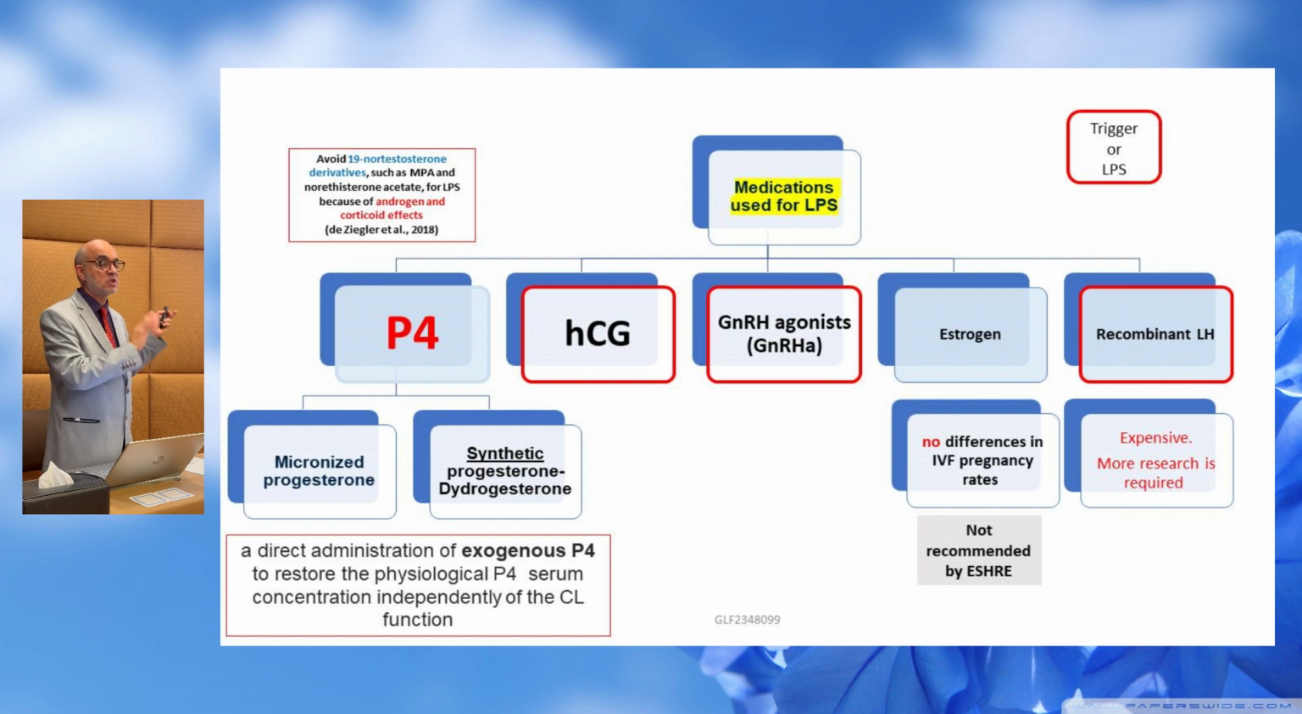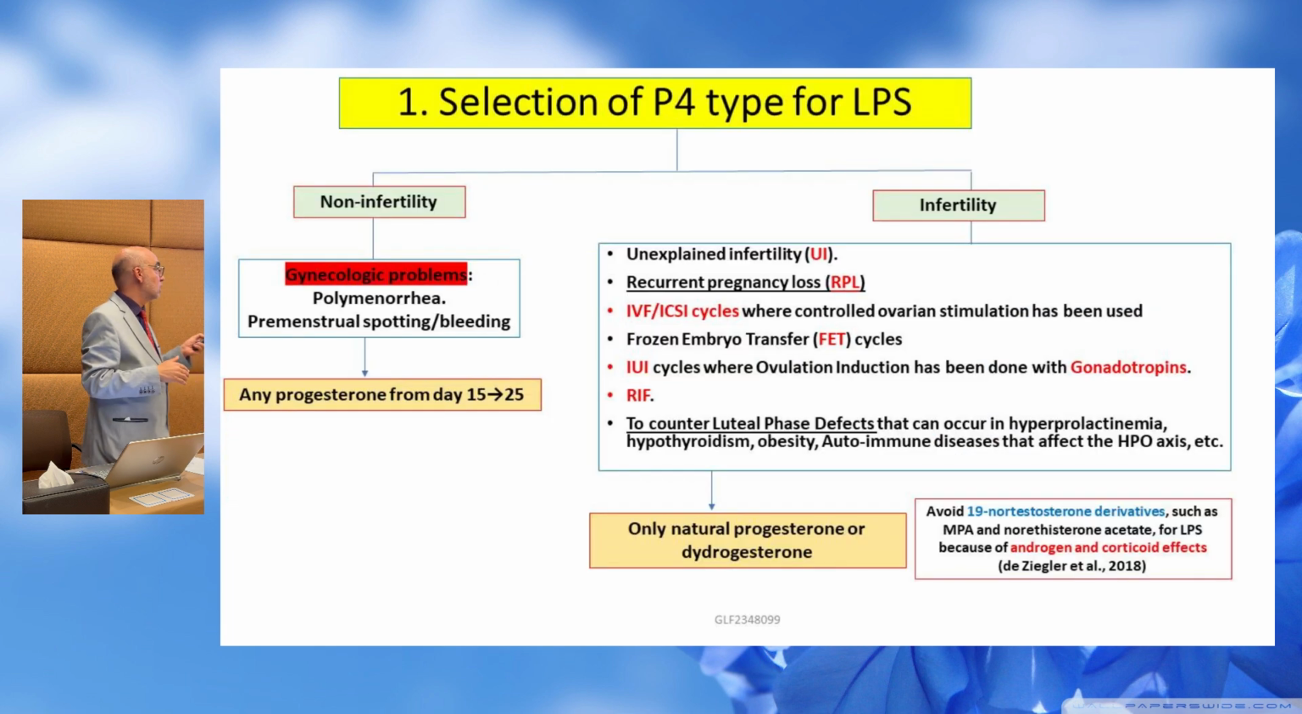But this is without sufficient evidence, as mentioned, and is not recommended by the ISHRI as well. So we can give the patient for luteal phase support progesterone, which is the main luteal phase support, or HCG or GnRH agonist. Now, progesterone, I told you for infertile patients, you have to avoid 19-nor testosterone derivatives, and you have to give natural progesterone or synthetic progesterone, which is dydrogesterone.